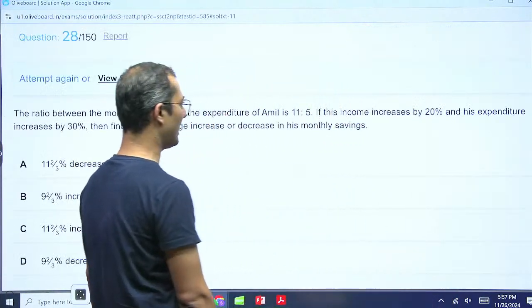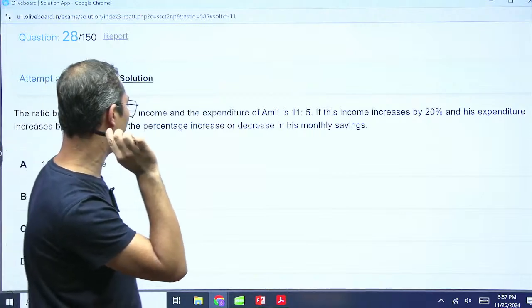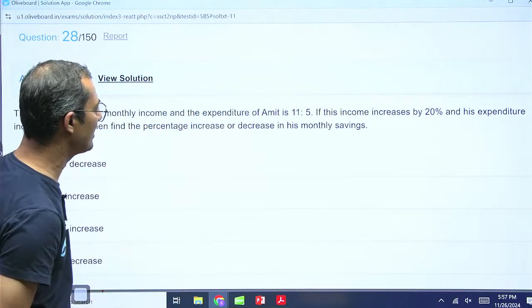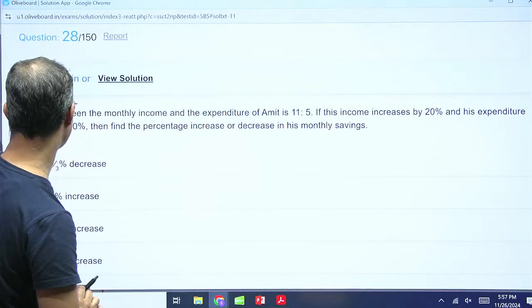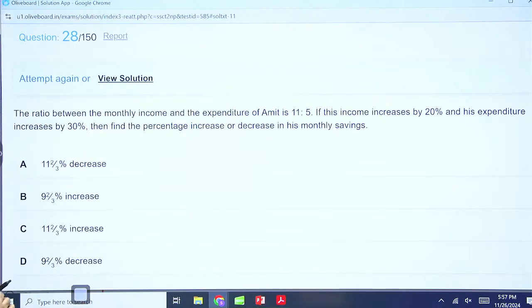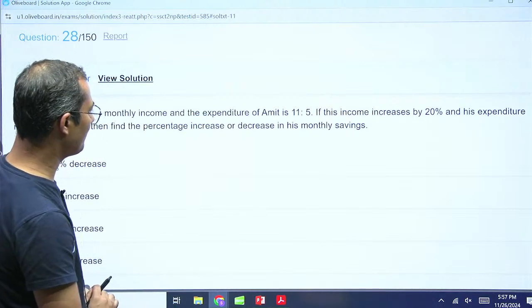Moving to next, tell me what is the answer of this question. Yes, please. See, the ratio between the monthly income and expenditure of Amit is 11:5. If the income is increased by 20% and expenditure is decreased by 30%, then find the percentage increase or decrease in monthly saving.